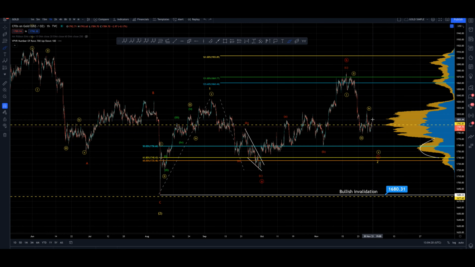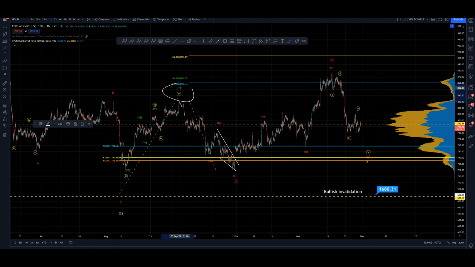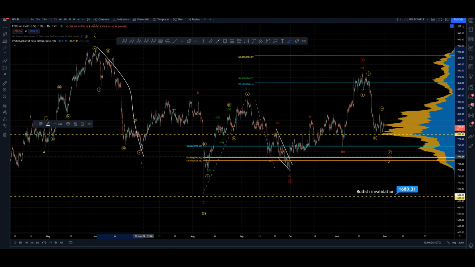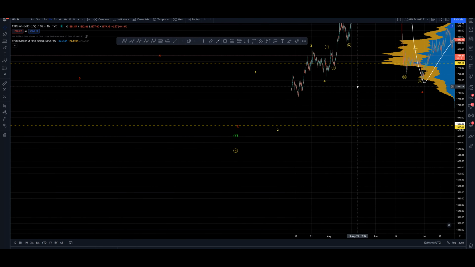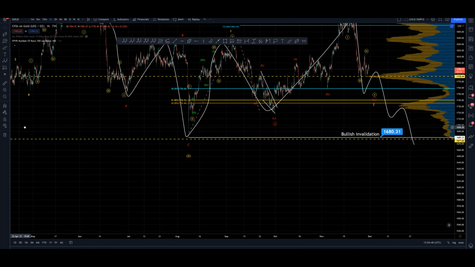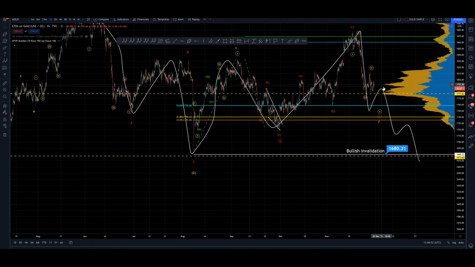Now the whole of this count becomes invalid if we take out this low here at 1680.31. If we take that out, then we've invalidated this immediate interpretation, which is the idea that we're in a minor 2, and that it's an expanding flat. Because if this pivot goes, then either this prior correction is something larger itself, which is in danger of taking out the major lows back here, which it would essentially take out those lows. So at that point, the whole bullish count's invalid.